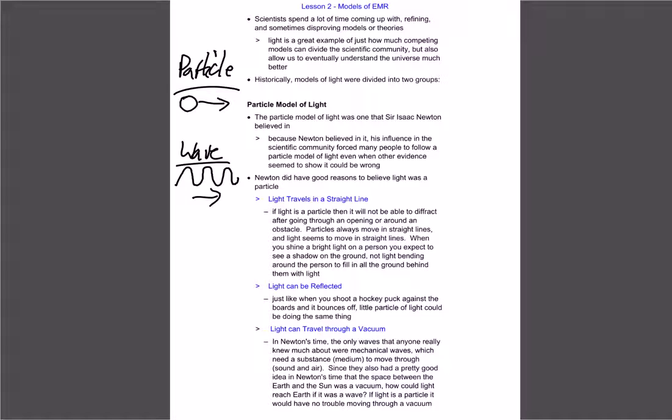And he also said particles can be reflected. So if you throw a ball and it bounces off the wall, it comes back at you. Light does the same thing. If we shoot light off a mirror, it bounces back.